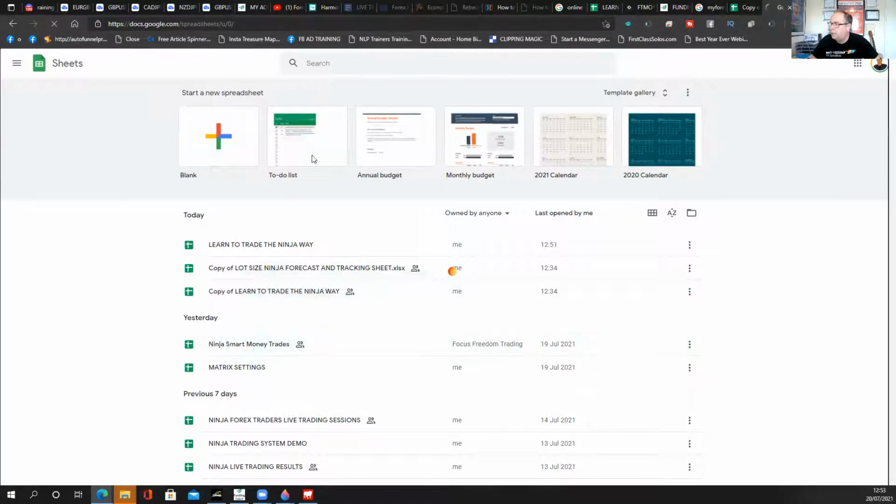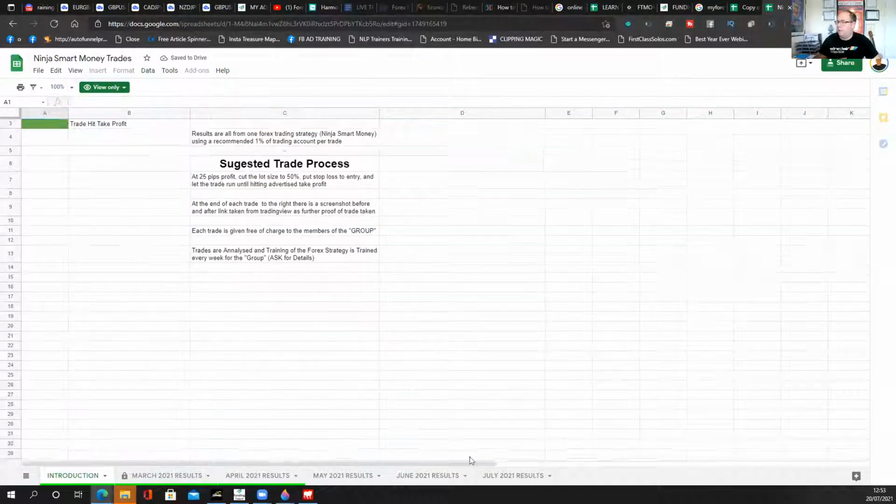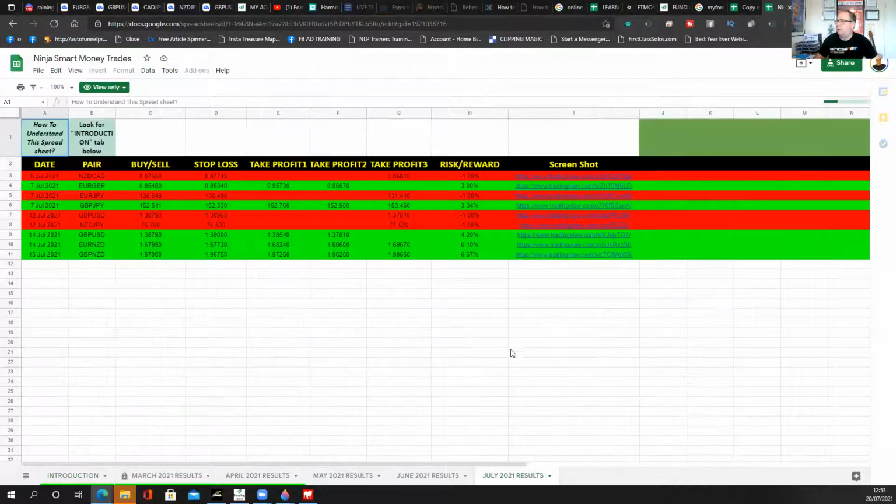Ninja Smart Money Trades. There's a strategy here that James is using, and here are the results for July. We're in July at the minute. As you can see, the risk on each trade is only 1%. So if the trade loses, you're going to lose 1%. But if you win, you make more than that as a percentage.